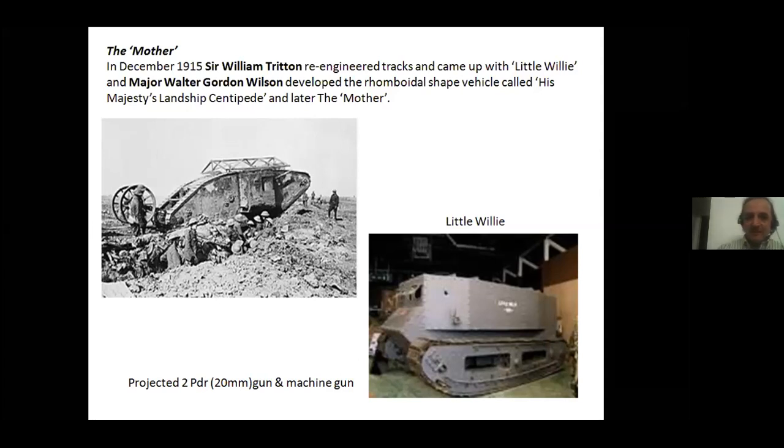But there's also a Major Walter Wilson who comes up with a rhomboidal shape. The diagram is right above that on the left top. And he calls it by a very funny name, His Majesty's Landship Centipede. Before the name changes in December, you're still stuck with that old name of landship, with the background that I explained. And then this eventually becomes the British Mark I tank that goes into the First World War as the first tank that enters into battle. And that is why it is christened as the mother.